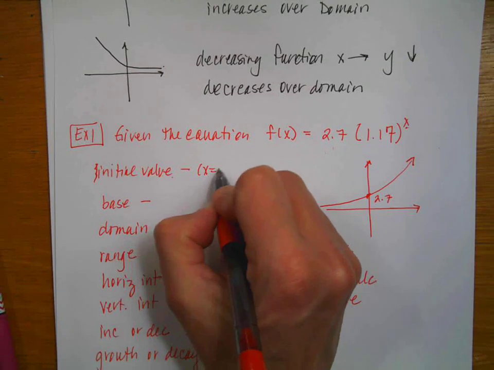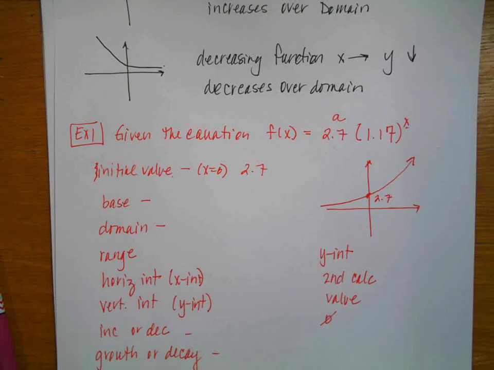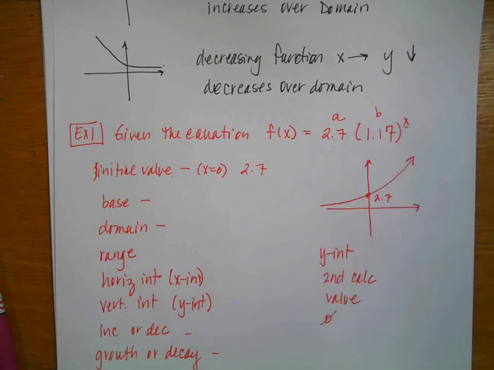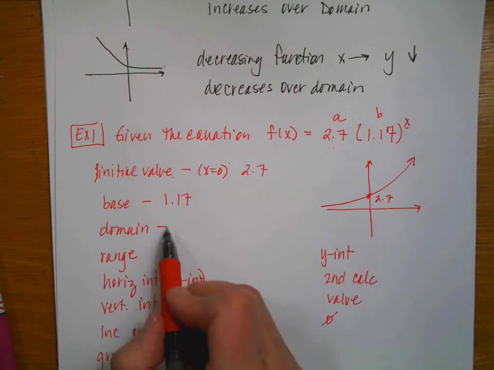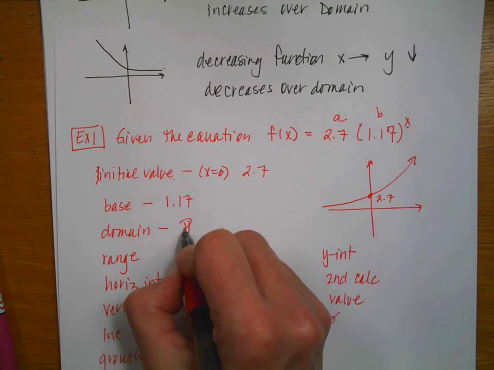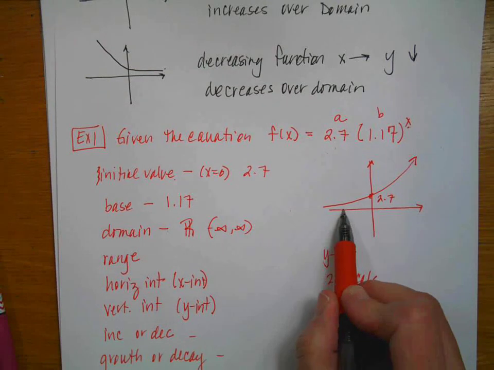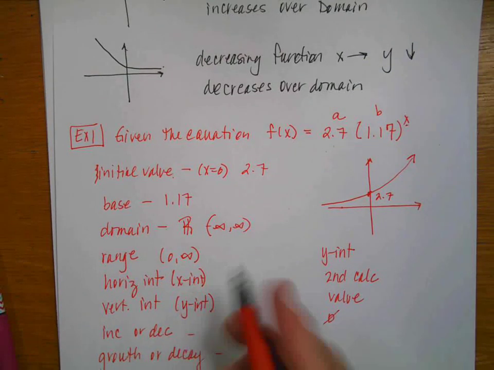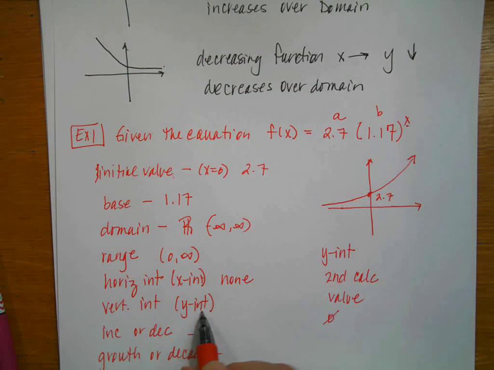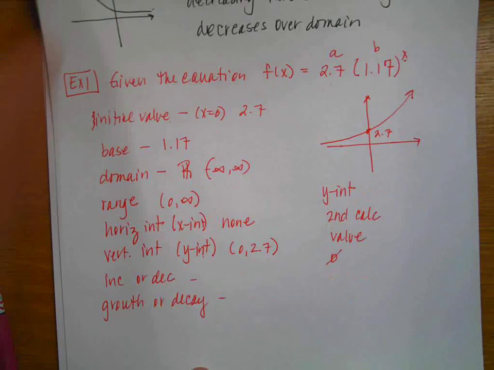So our initial value, which is what happens when x is 0, is 2.7, and notice that it's right there in the equation. This is going to be b, so my base is 1.17. The domain is going to be all real numbers, or negative infinity to positive infinity. The range, remember I have a horizontal asymptote at y equals 0, so it's going to be from 0 to infinity. My x-intercept is none. The y-intercept is (0, 2.7).